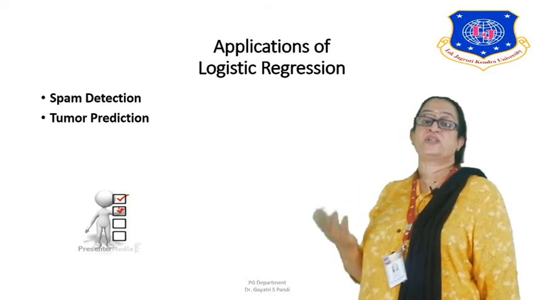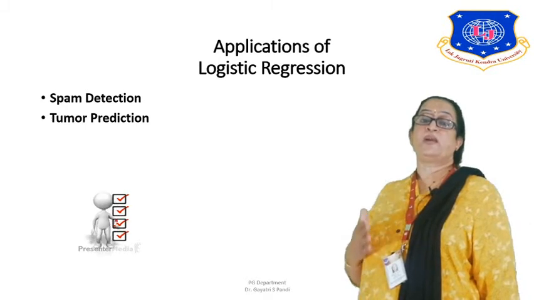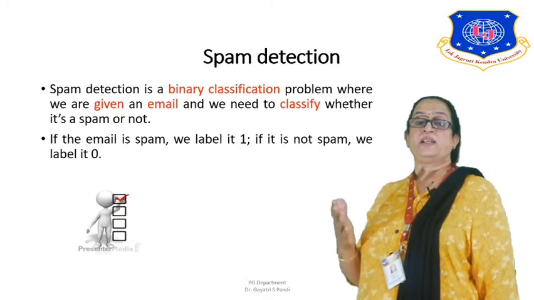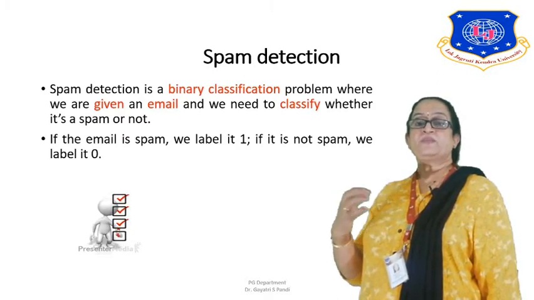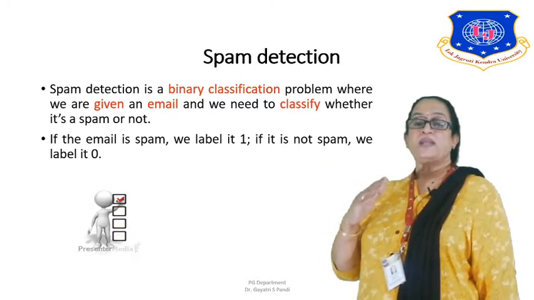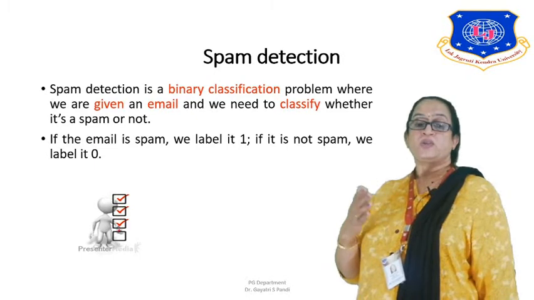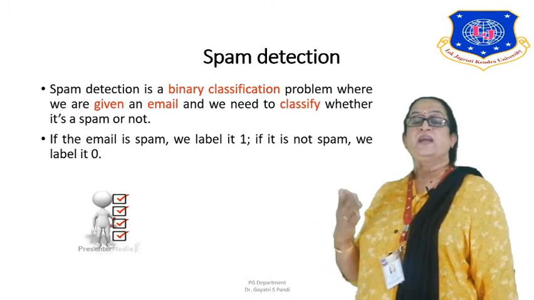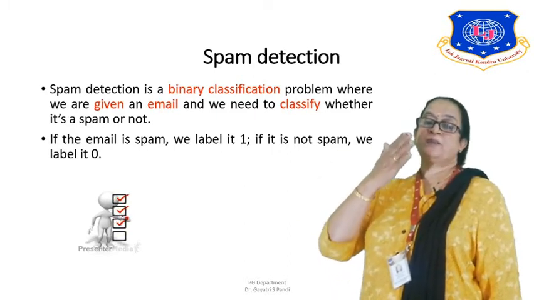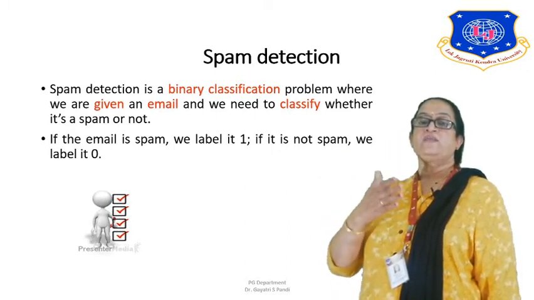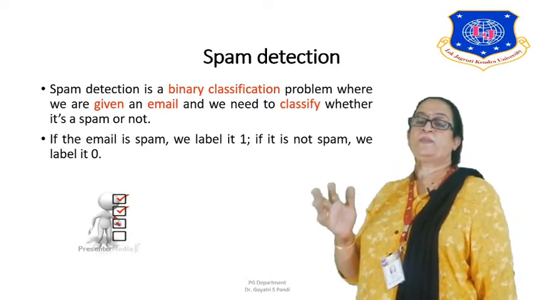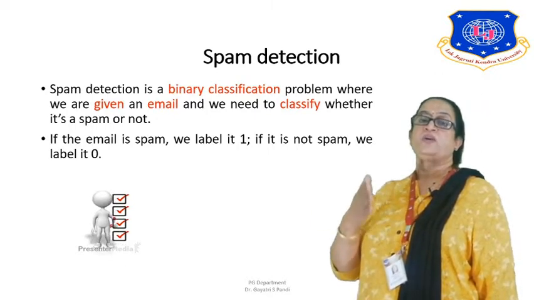There are various applications for logistic regression. These are the popular ones which are listed: spam detection and tumor prediction. In spam detection, normally a spam mail, when it comes to your box, is sent to the spam folder, because it is detected as spam. That is a binary classification problem where we are given an email, and if it is spam, it is shifted to the spam folder, and if it is not, it will go to your inbox. So we need to classify whether it is spam or not based on certain logic. For this we will be using logistic regression.